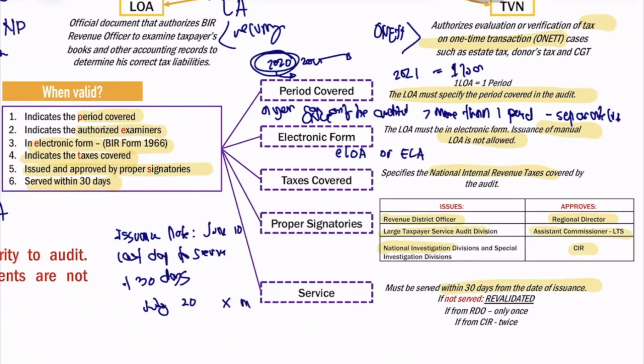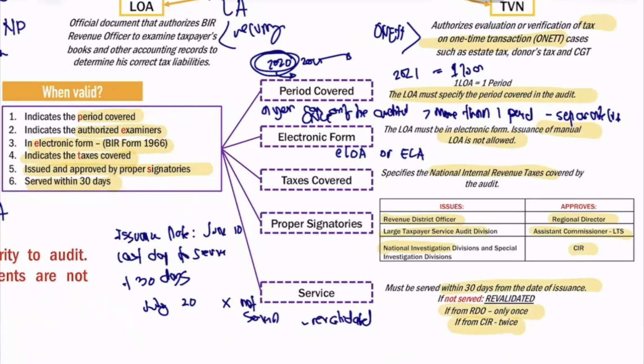What if it is not served within July 20? Then it can be revalidated. So if ever it comes from the RDO, you can only revalidate it only once. If from CIR, it can be revalidated twice. So take note of that. Why?